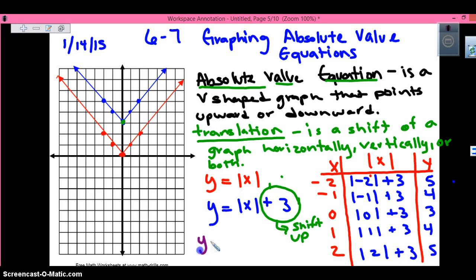Now let's say we have y equals the absolute value of x minus 4. If we look at this number after the absolute value, this is minus 4. That means that the graph of y equals the absolute value of x shifts down 4 spaces. And it's exactly the same shape, but in a different position.